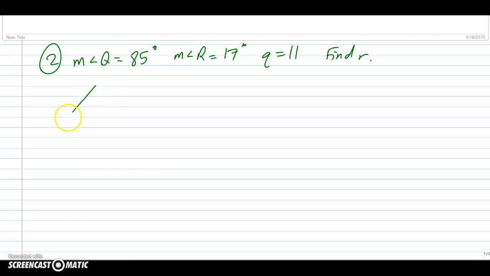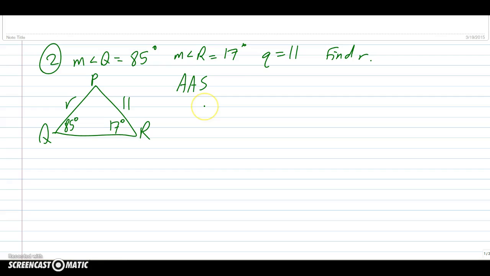Number 2, there's a triangle that already has a picture for you: Q, P, and R. Number 2 says measure angle Q is 85 degrees, measure angle R is 17 degrees, and side Q, that means the side across from Q, is 11. They want us to find R, the side across from angle R. The first thing I notice is that this is angle, angle, side: we have two angles and the side not between them. That means we're going to use the law of sines, alright?